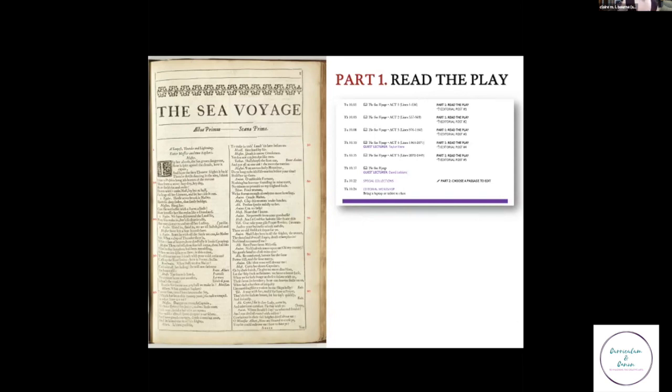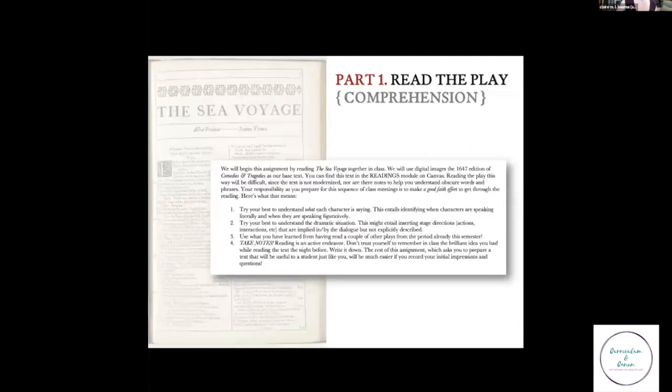So we read through the play. 2 of the research assistants on our Beaumont and Fletcher project, Taylor Hare, who I believe is in the audience today. Hi, Taylor. And David LeBlanc, who's the general editor for The Sea Voyage for our project, both guest lectured during this time. We then went to special collections to look at the object, and then students chose a passage. So I gave them some instructions for how to read the play as we were reading it together.